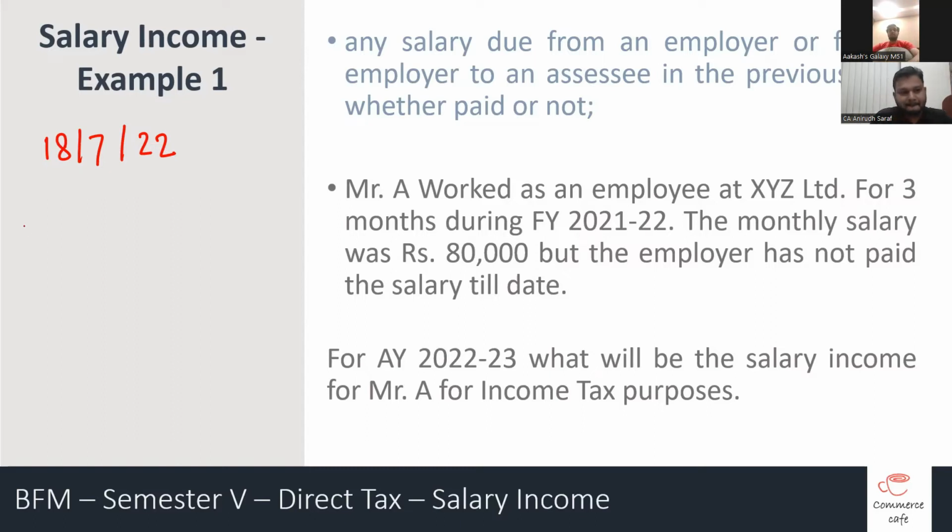Okay. How much amount you said? 80,000 per month. So, sir, they could not pay in the previous financial year, right? In 2021-22, the person worked for 3 months. Till now, they have not paid anything. So for assessment year 22-23, what will be the salary income of Mr. A?